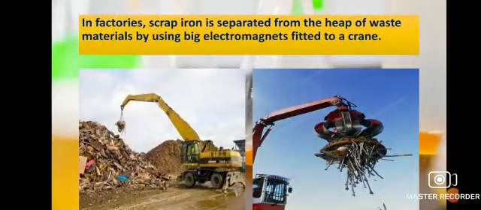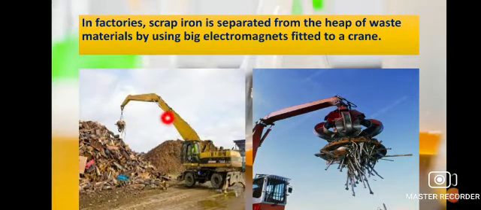Now, separation of scrap iron. Waste material supplied to factories contains a number of scrap metals including iron. In a dumping ground, sometimes some materials are collected for the process of recycling, isn't it? So waste material sent to the factories for recycling contains a number of scrap metals inside it, including iron. In factories, the scrap iron is separated from the heap of the waste material by using an electromagnet fitted in a crane.